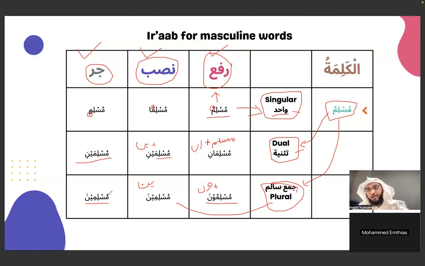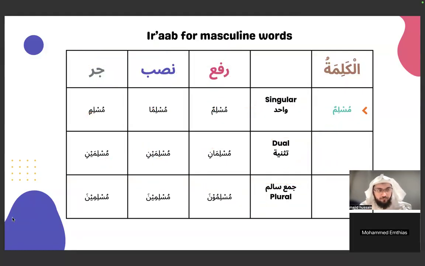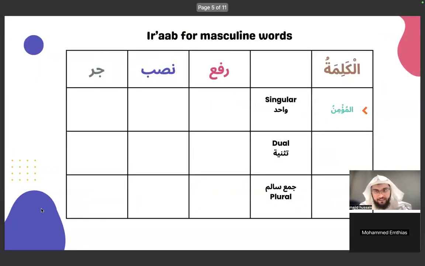Now, once we have the activity, inshallah, it will help us to practice, because this comes with practice, and the more we practice, the more it will help us understand. Okay. Now, let's practice the word al-mu'minu.